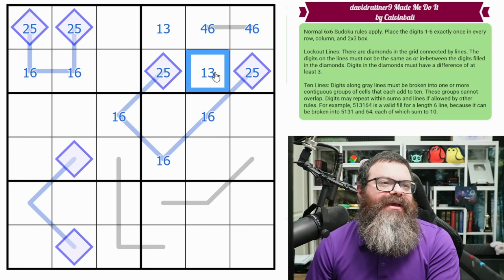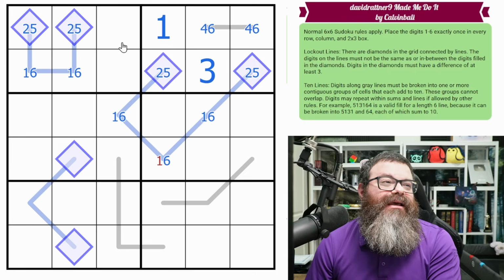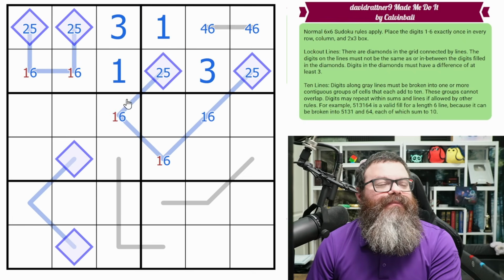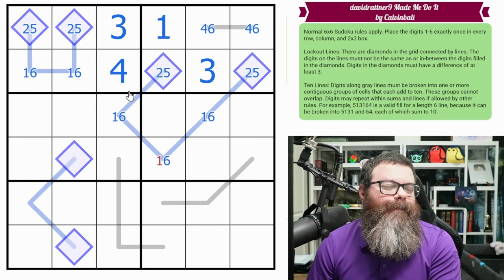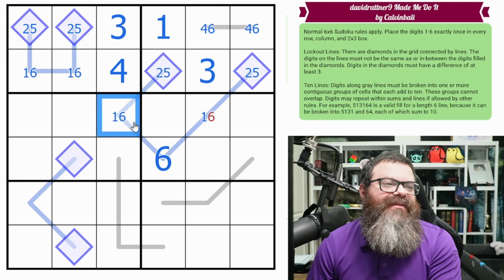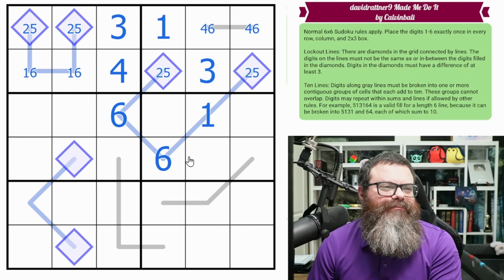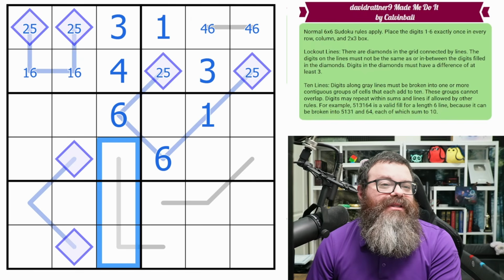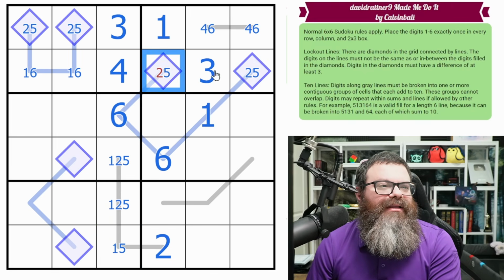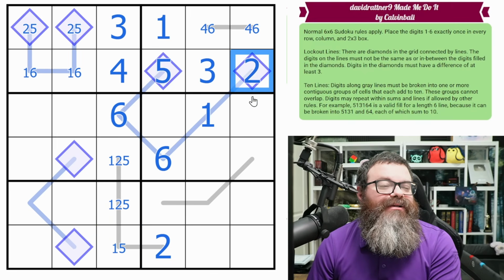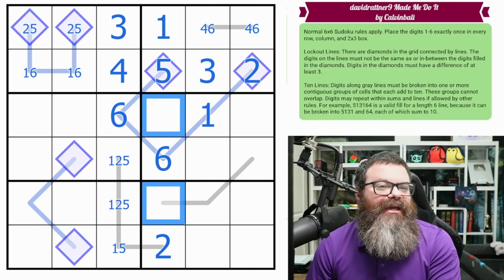This is a 1, 6 pair, making this 3 and this 1. And then this is the 3 and this is the 1. No, not 1, sorry. This is the 3 and this is the 4. This one gives us 6 here, that's 6, that's 1. Okay, so now we know what this triple is. It's a 1, 2, 5 triple, which adds to 8. So this has to be a 2 to get us to 10. That gives us 5. Oops, that gives us 5 and 2 here. This is a 3, 4 pair.